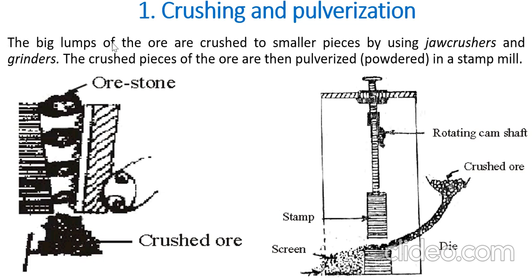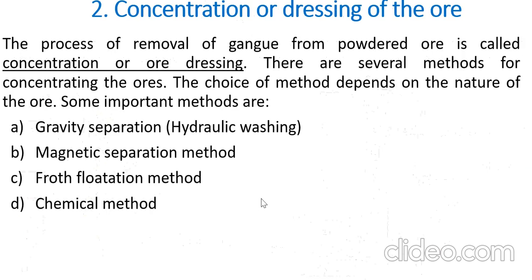The big lumps, because they are gotten from the earth crust, extracted by excavators, they have to be what? Crushed. Some of these also have to be crushed using jaw crushers, and then grinders to reduce their sizes. The crushed pebbles, pieces of ore, are then pulverized in a stamp mill, so they are made into powder. Right, this is the first step. So I can have the powdery form of the ore. The next step is concentration or dressing.